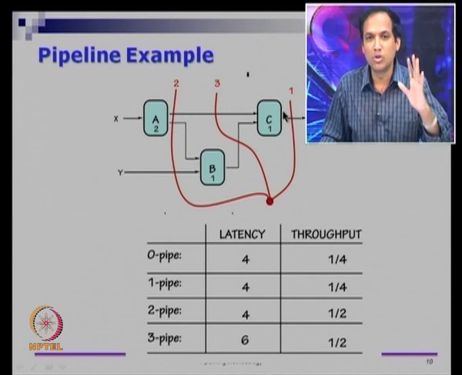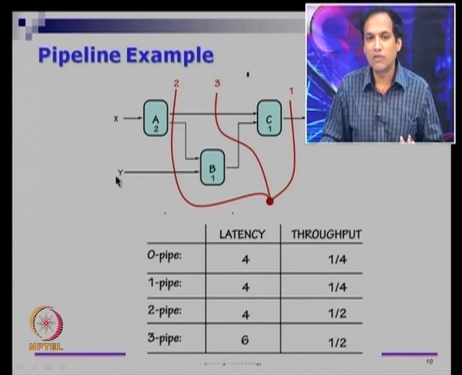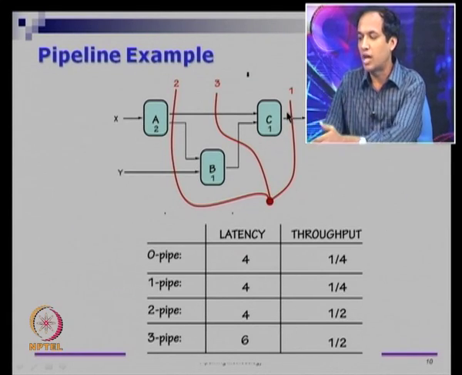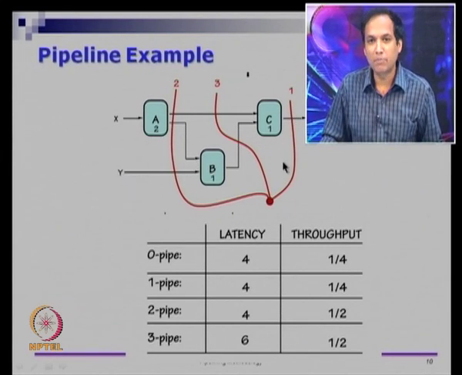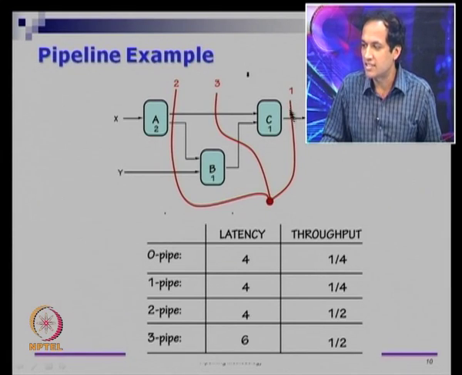So, the worst case time is 4, the propagation delay is 4. I cannot change the inputs x and y until whatever inputs I give have taken 4 time units. By the time 4 time units are over, it will be at the output. So, the latency in the 0 pipeline stage is 4 and the throughput is just 1 over latency, it is 1 by 4.